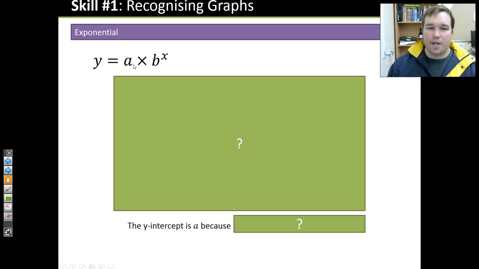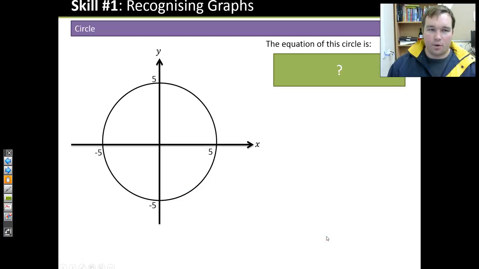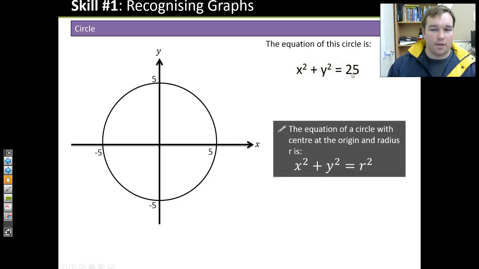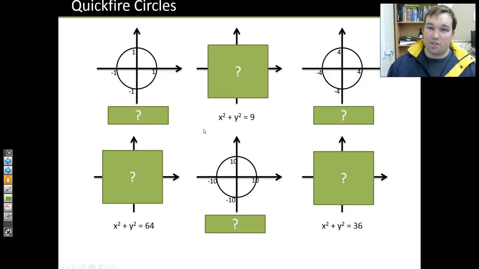Exponential. Y equals ab to the power of x. Goes up there. Now, a is always the y-intercept because when b is to the power of 0, it becomes 1, therefore giving us y equals a. Equation of a circle, with radius 5, is going to be x squared plus y squared equals 25. That is the general form equation of a circle. Given pictures of circles, you should be able to put them in the equation form quite quickly, especially if they're centered on the origin.